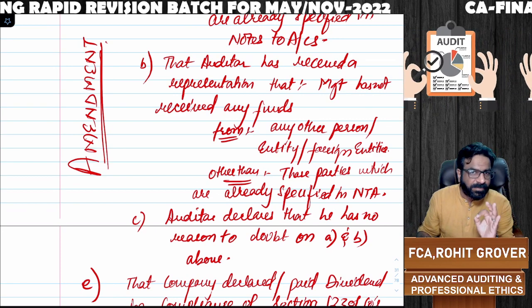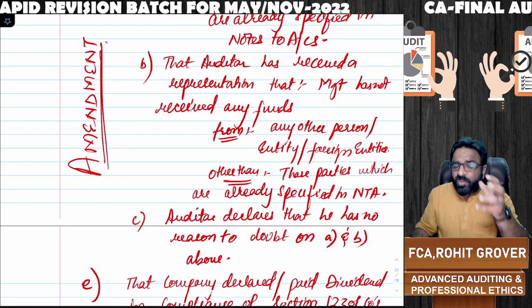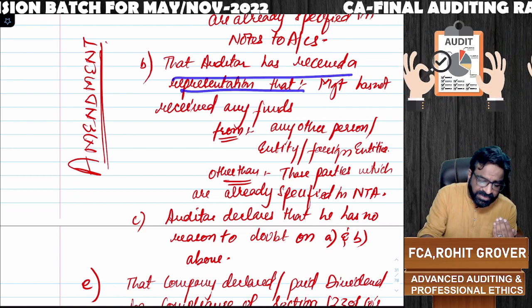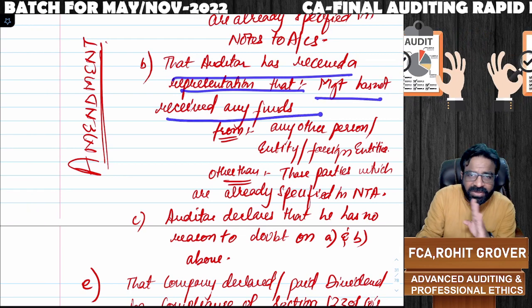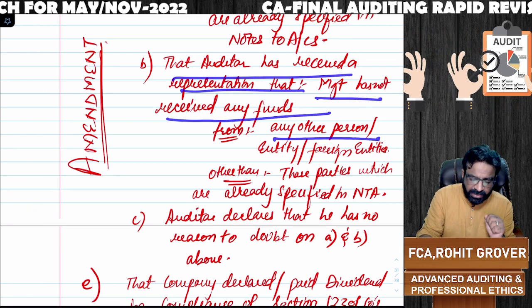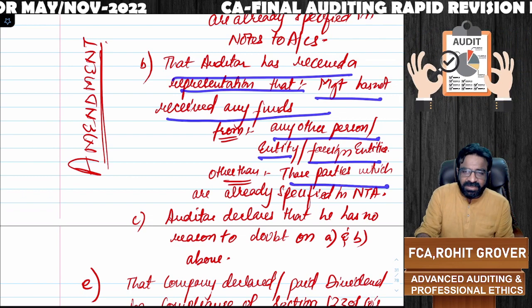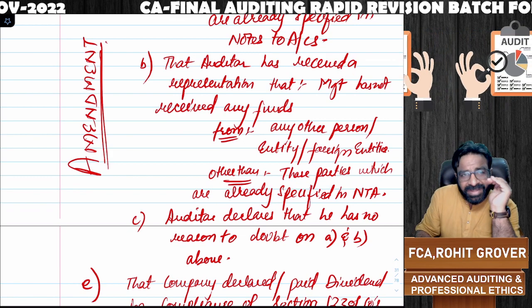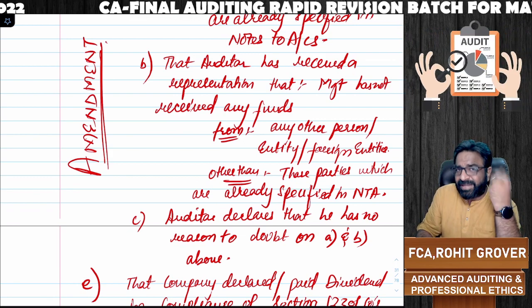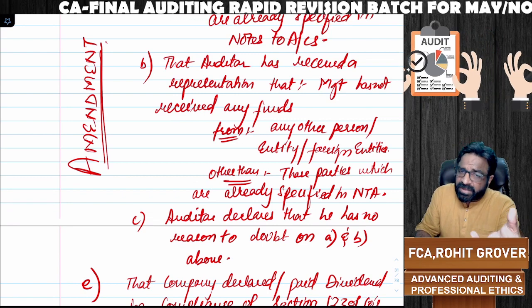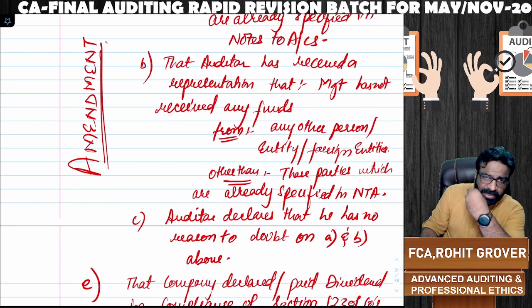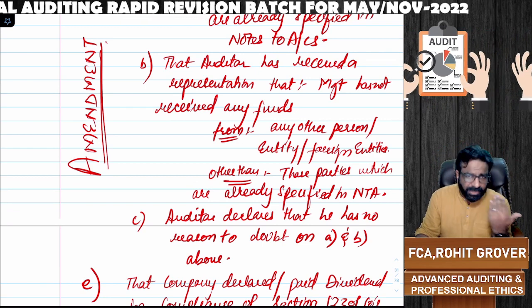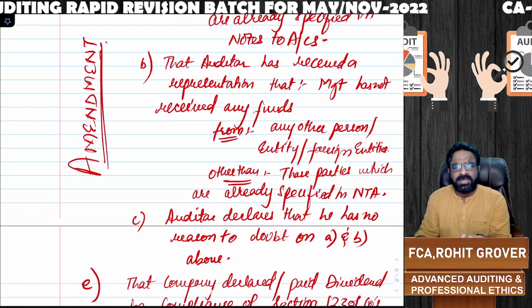Are you understanding the point? In the point number A, it was outflow. In the point number B, it is inflow. The auditor has received a representation that management has not received any funds from any other person, entity, or foreign entity other than those parties which are already specified in notes to accounts. So in the point number A, if the client company has given any, or in the point number B, if the client company has taken any. If the client is saying, no, I have not given to anyone, and no, I have not taken the money from anyone, take the WRL on the same.